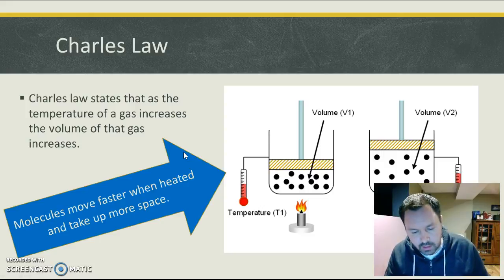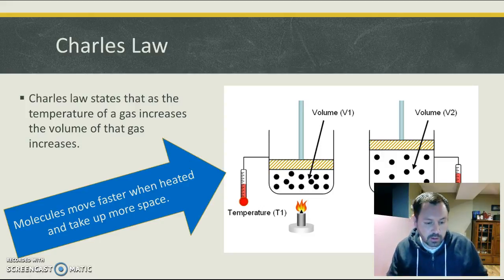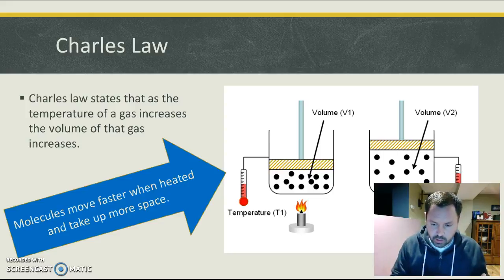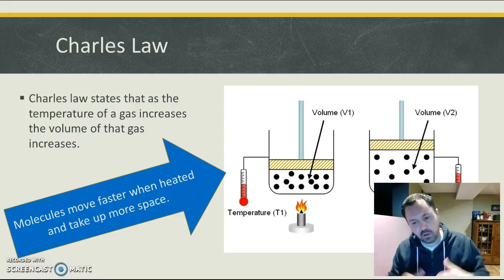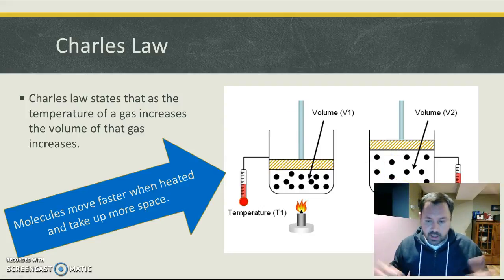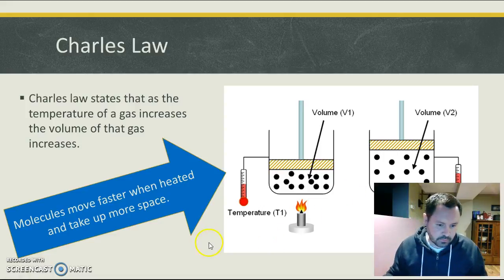It goes along with the kinetic theory that we talked about at the very beginning of this chapter. Remember, the molecules of all substances are in random motion. Whenever you add more energy to those molecules, they move faster. Whenever you take away energy, they move slower. In this case, we're adding more energy, so those molecules move faster. And if they move faster, they're going to take up more space. This is not rocket science.